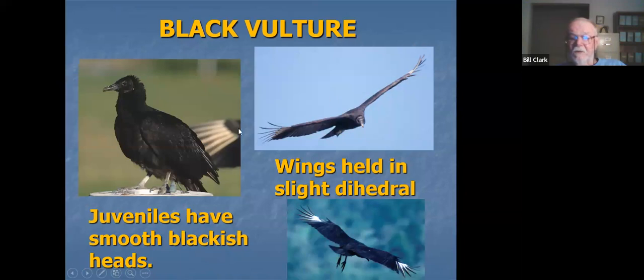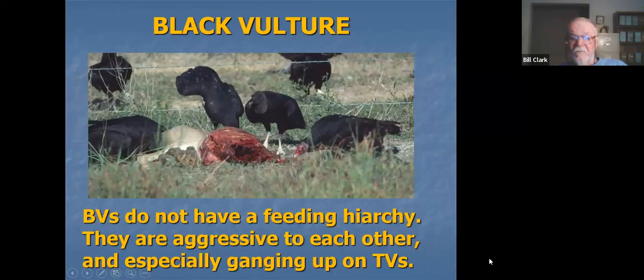They fly with their wings in just a slight dihedral, and the white on the wings is just in the primaries. They don't have a feeding hierarchy. They're very aggressive to each other, and they can gang up on turkey vultures at a big carcass and remove them as a group.